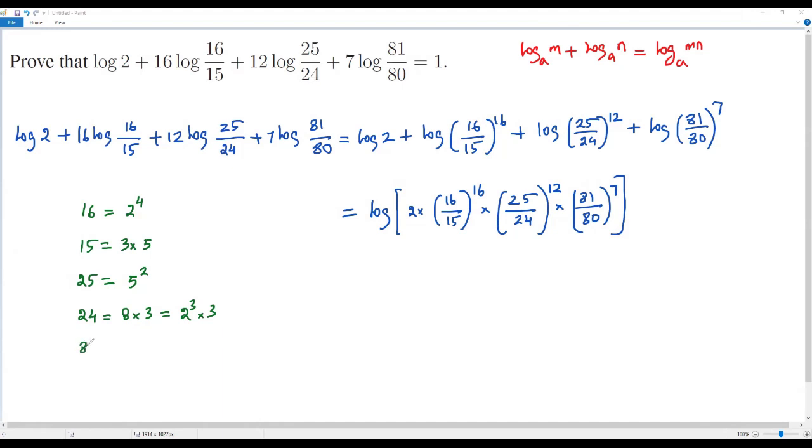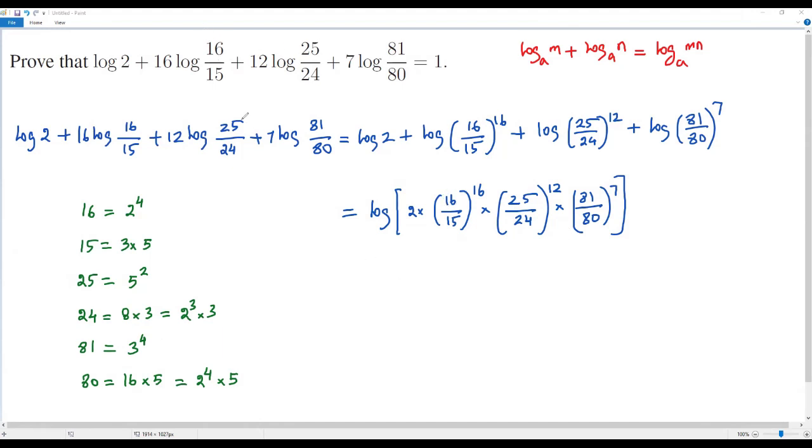And now let me take 81. We know that 81 is a power of 3, that is, it can be written as 3 to the 4th power. And now let me take this 80. That is, 80 can be written as 16 times 5. We know that 5 is a prime number, and 16 can be written as 2 to the 4th power. That is 2 to the 4th power times 5. Now I have written these numbers 16, 15, 25, 24, 81, 80 as a product of the prime factors.